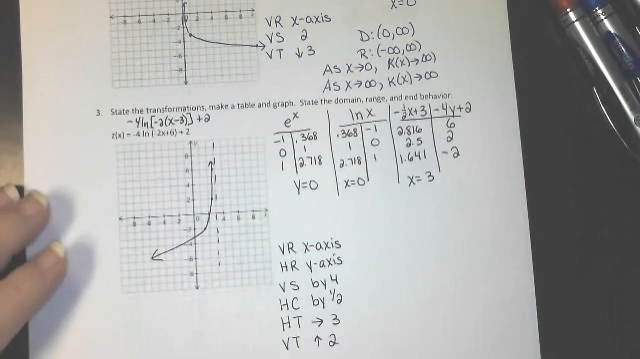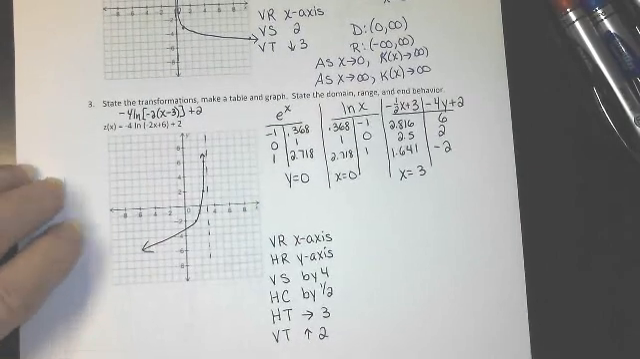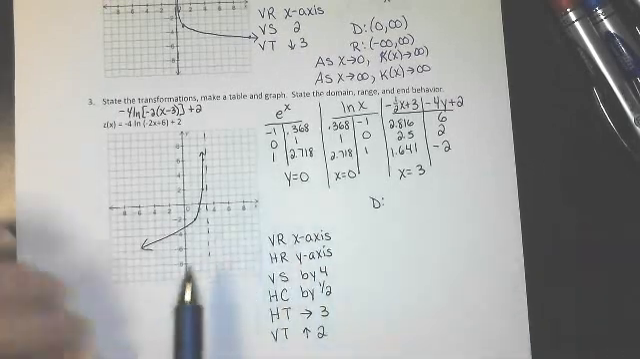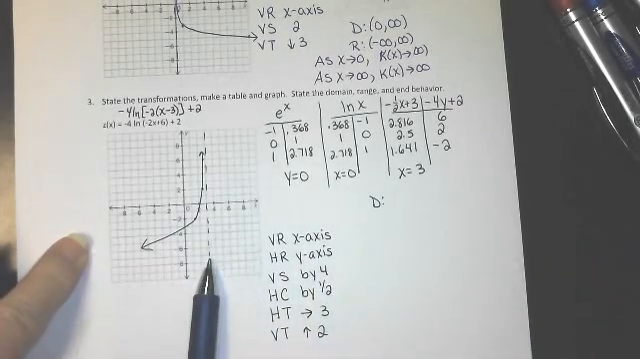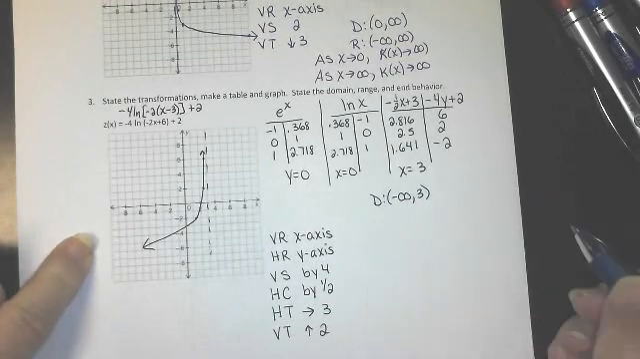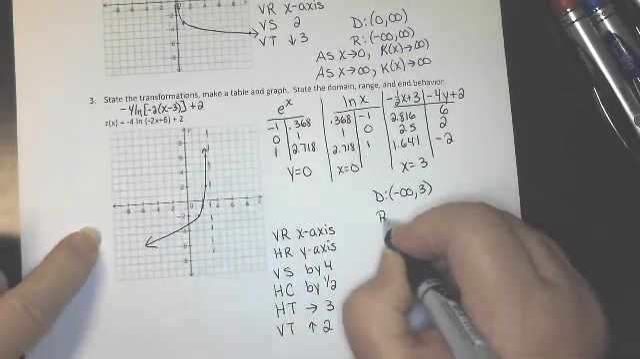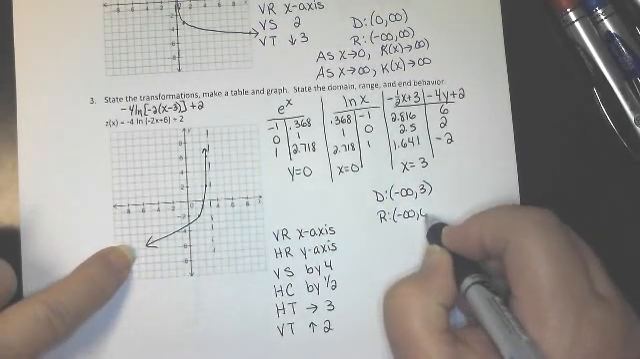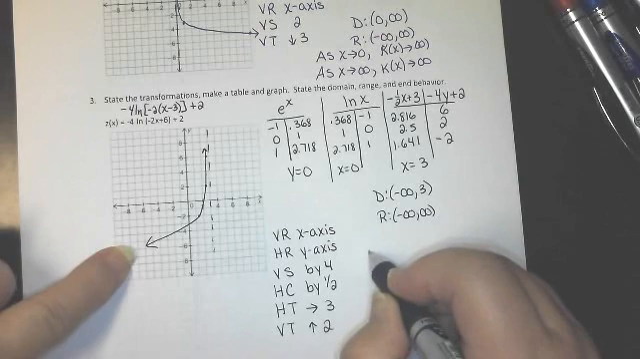It looks kind of like that. So let's talk domain, range, and end behavior. Domain: negative infinity up to 3. And remember, 3 is in parentheses because it's not included. Range: all real numbers. That one doesn't change.